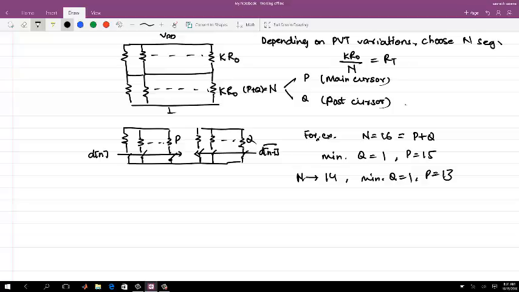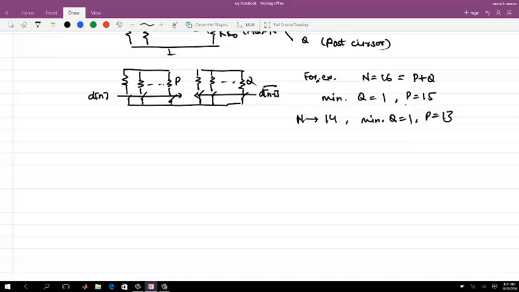So if this is the problem, whether it's a problem or not depends on the design. If this happens to be a problem, then you always maintain the same ratio of the post cursor to precursor, meaning you maintain that resolution. So let's see how you do that. Let's say you are having this, so for example, let me just begin with an example.